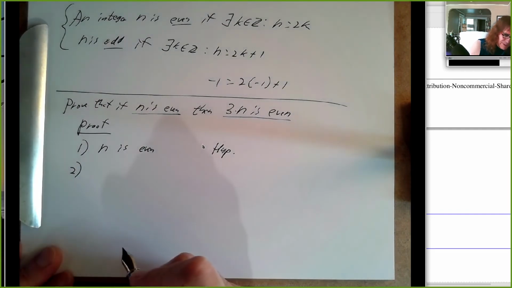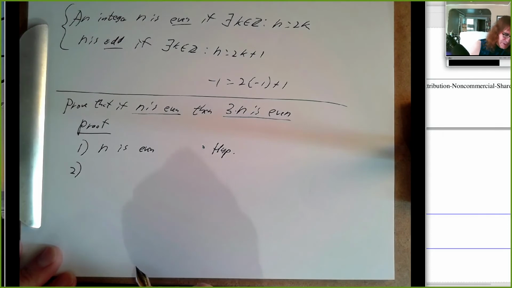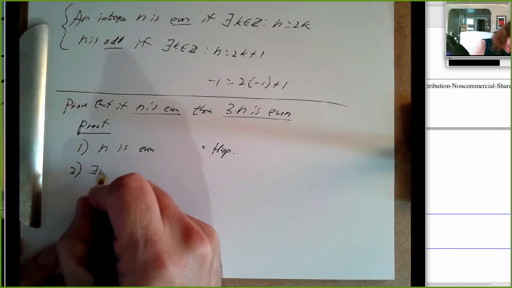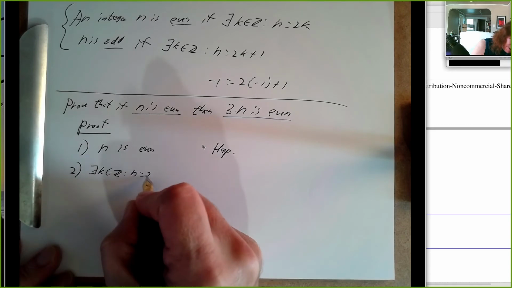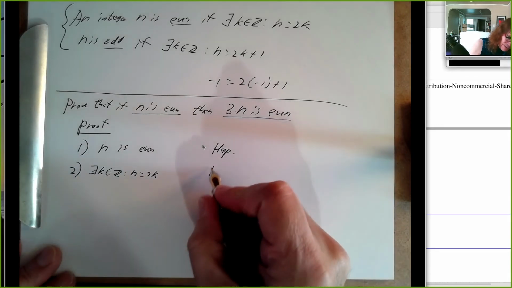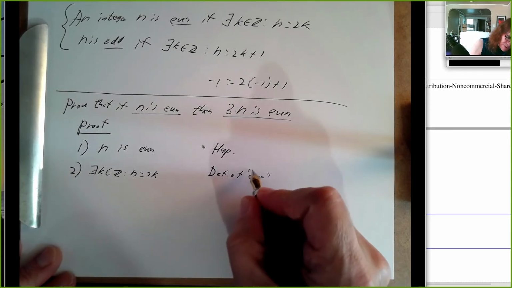So, n is even means there exists an integer k such that n equals 2 times k. So I'm going to say there exists an integer k such that n equals 2 times k. Why? That's the definition of the term even.